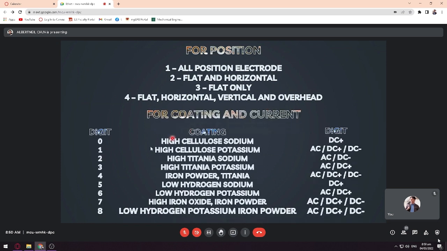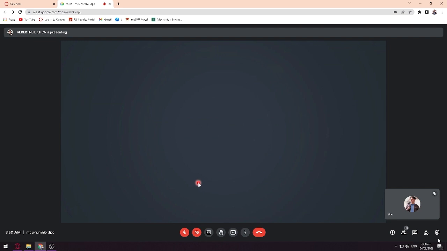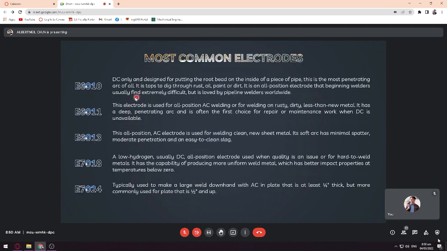For coating and current naman, ito yung mga designated niya. Yung 0, yung high cellulose sodium, ang papasok sa kanya na current is DC+. So ito yun. Ito yung iba't iba. Galing to sa AWS numbering system. Ito yung designation nila. So meron akong present dito na most common electrodes. Yung E6010, E6011, E6013, E7018, and E7024. So ito yung mga most common electrodes na ginagamit ng mga welders natin.